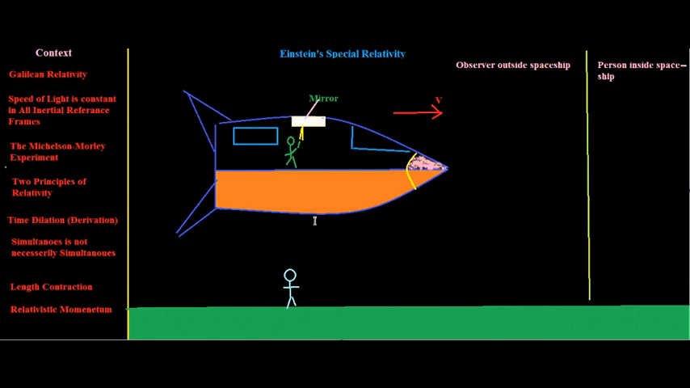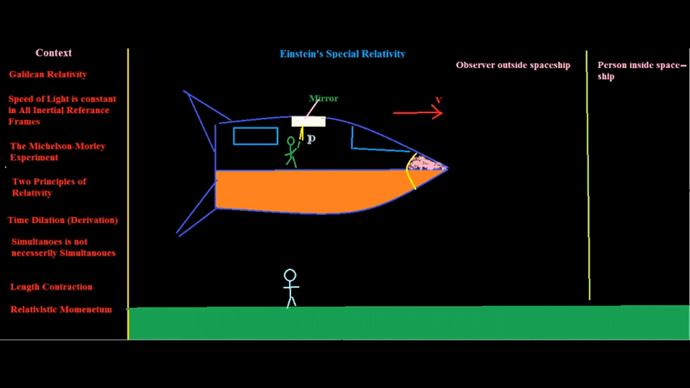Now, to get a gist of what time dilation is, suppose we have someone in a spaceship, and he shoots a flashlight. It goes up and then goes down. Let's say the distance between his hand and the mirror is a distance d.